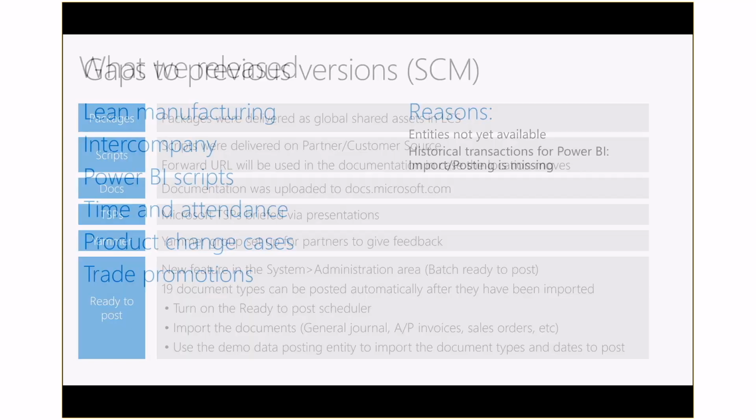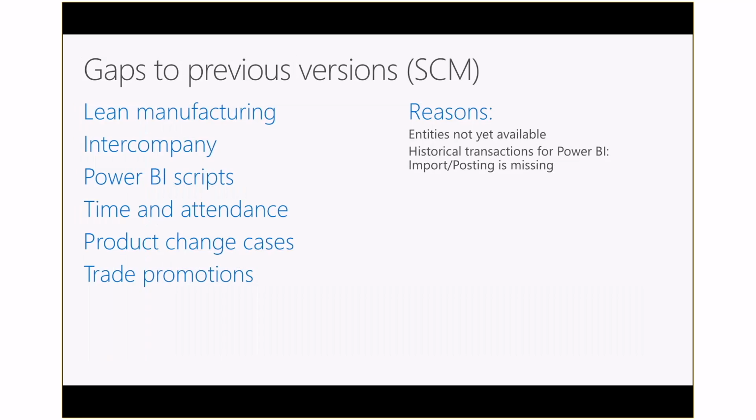So there are still some things missing from the supply chain area. There's stuff missing from the financials too, but here are some key things in the supply chain area. We don't have lean manufacturing yet. We don't have the supply chain intercompany. The Power BI is not populated yet. We've got some of it, but not all of it. Time and attendance needs to be added. Some project change cases are not there, and some trade promotions.